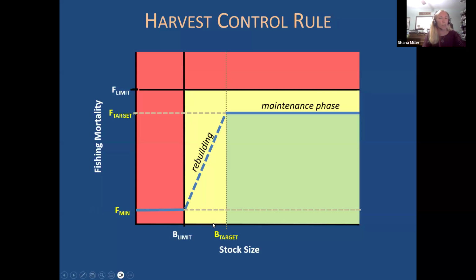It's quite easy. If I evaluate the stock and find out that the population size is right here, I go up vertically. Hopefully you can see my pointer. I go up vertically to the HCR line, and then I go across horizontally, and this tells me exactly how much fishing I can do. So it's very, very straightforward and science-based.